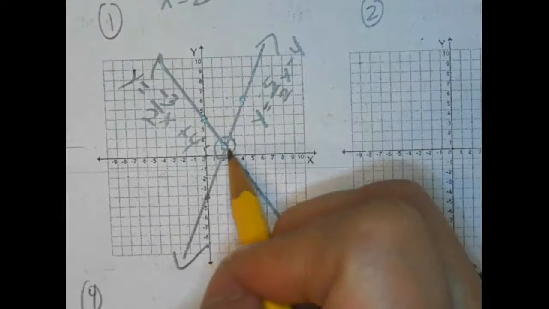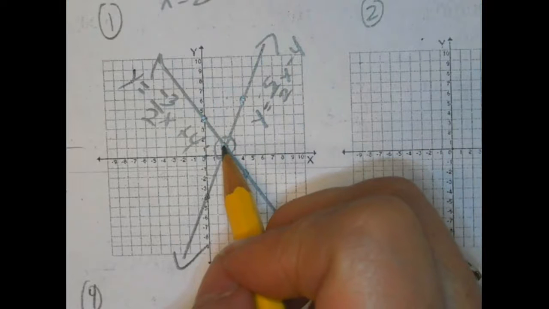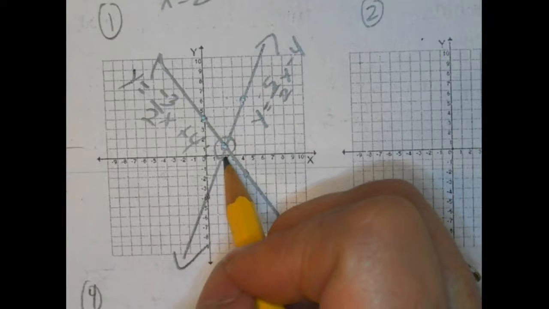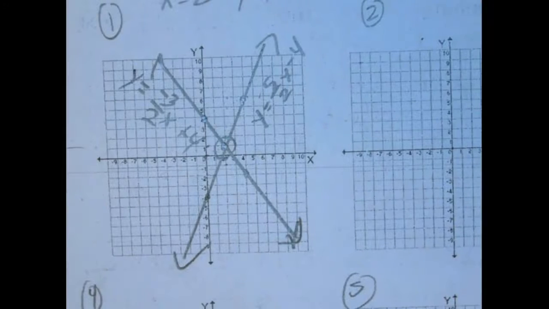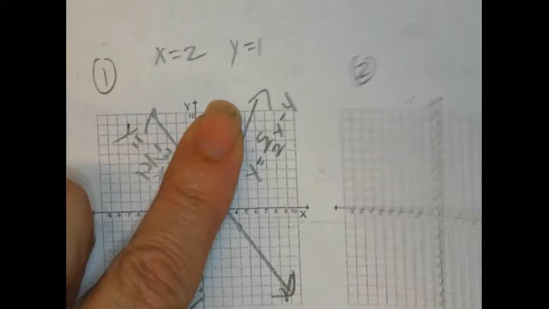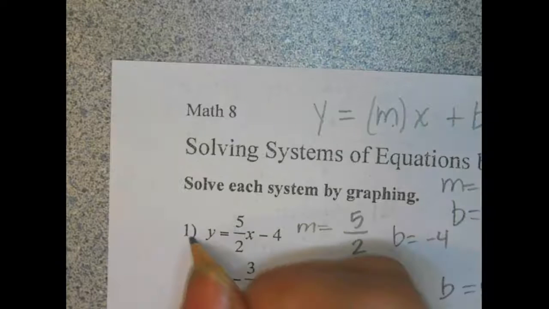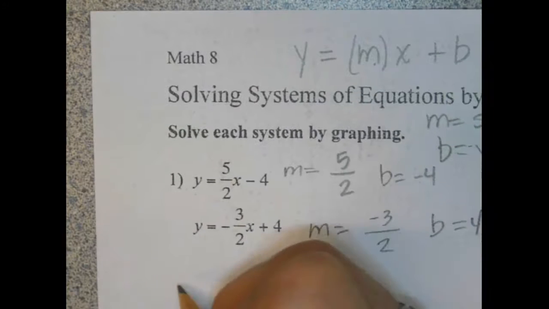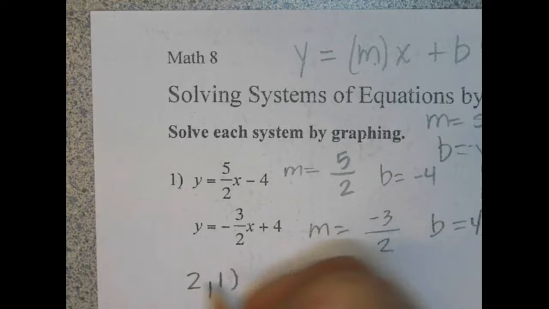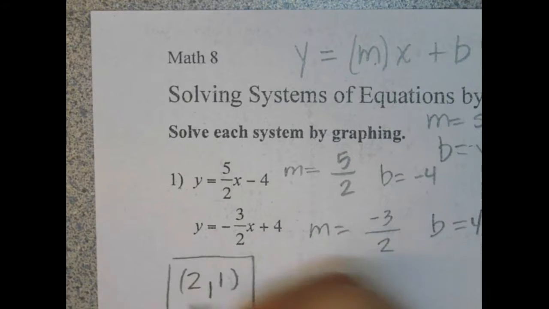Am I going to go up or down to get to that point? From here, am I going up or down? Up how many? 1. So y is 1. Right? So I'm going to write that as an ordered pair on the front side. So my solution for this ordered pair is 2, 1. X is 2, y is 1.